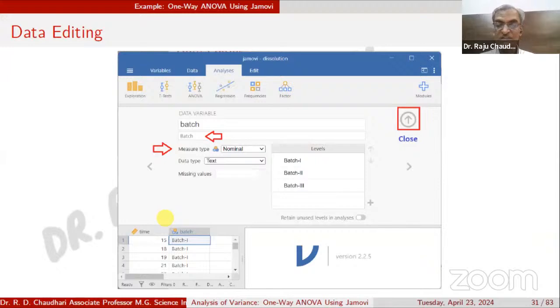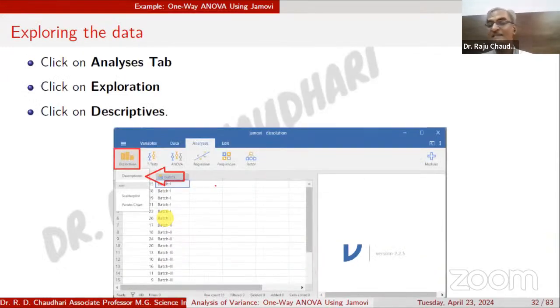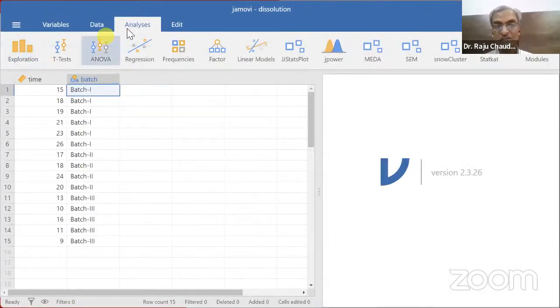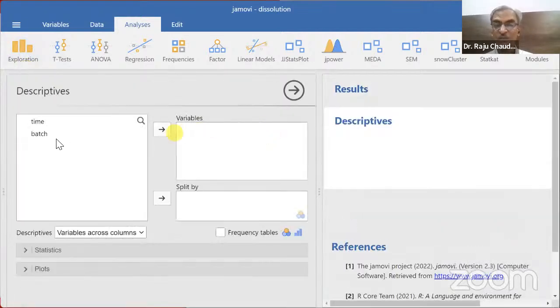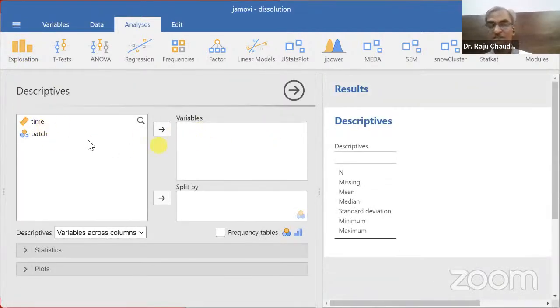You can change the labels, and once the data is ready, the first part, before applying any statistical method, is always understanding the data, that is exploring the data. So just go to the analysis tab, exploration and descriptive statistics. So analysis, then exploration, descriptive, and then select the variable. So this is my continuous variable.